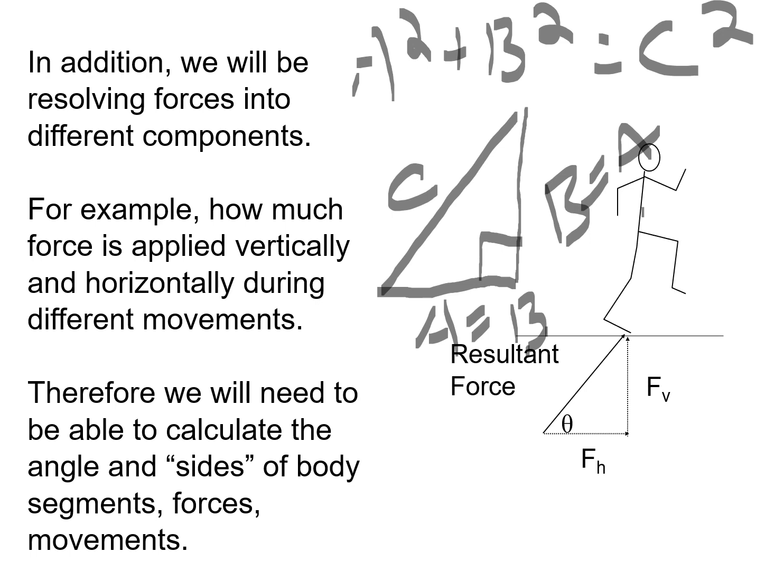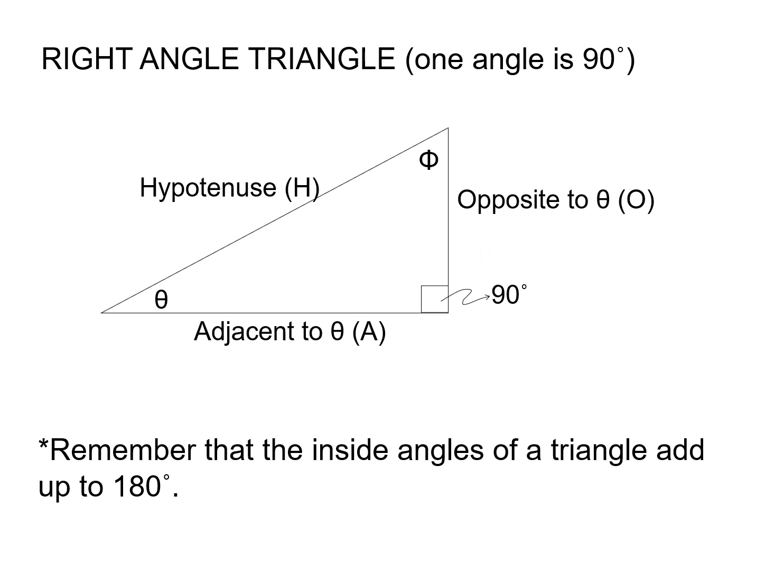So we use all of this to resolve forces into different components: how much force is applied vertically and horizontally into different movements. We need to be able to calculate the angles and sides of a body segment and the forces and resultant movement. Remember, our hypotenuse is going to be equal to C. For A, opposite is O, but for our Pythagorean theorem it's B. I'm probably going to be switching around a lot.